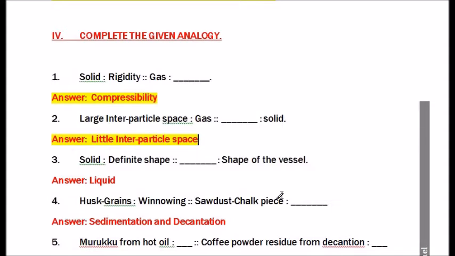Question number 3. Solid is to definite shape as dash is to shape of the vessel. Answer is liquid.